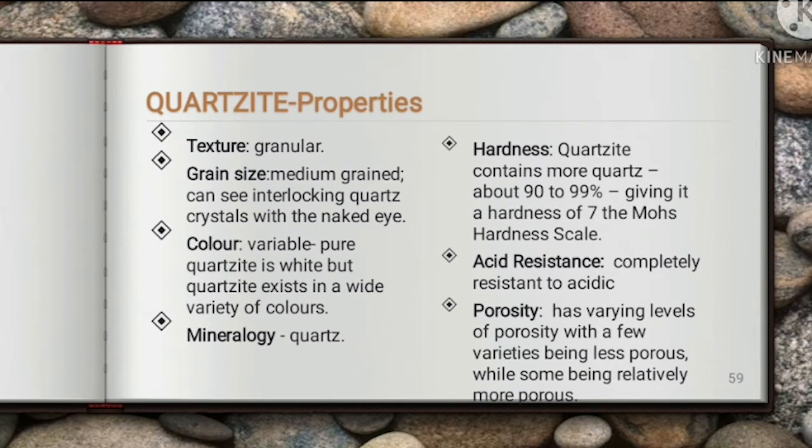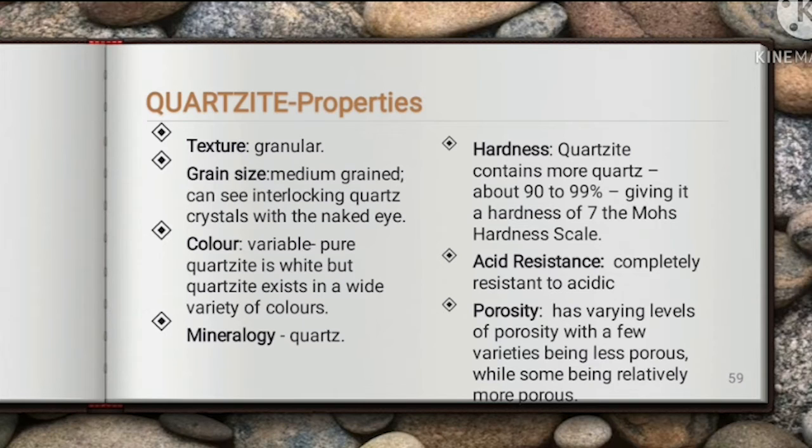Here are the properties of quartzite. Texture: granular. Grain size: medium grained, and you can see interlocking quartz crystals with the naked eye. Color: variable. Pure quartzite is white, but quartzite exists in a wide variety of colors. Mineralogy: quartz. Hardness: quartzite contains more quartz, about 90 to 99%, giving it a hardness of 7 on the Mohs hardness scale.